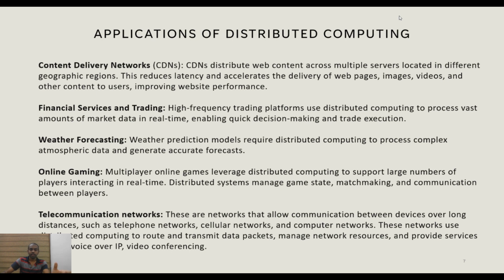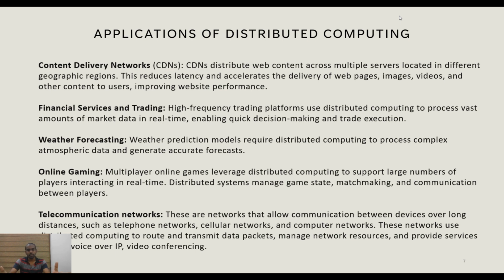So now let's look at the applications of distributed computing. First of all, content delivery networks use distributed computing, for example Netflix or Hulu. CDNs distribute web content across multiple servers located in different geographic regions. This reduces latency and accelerates the delivery of web pages, images, videos, and other content to users, improving website performance. Another example is financial services and trading. High frequency trading platforms use distributed computing to process vast amounts of market data in real time, enabling quick decision making and trade execution.